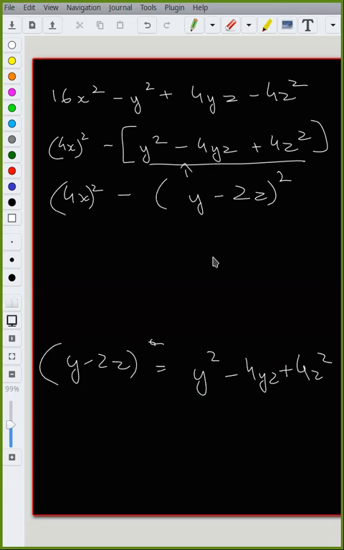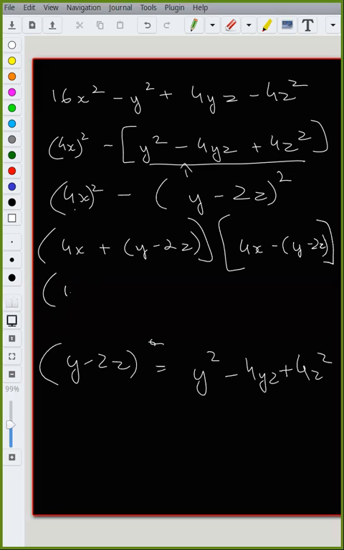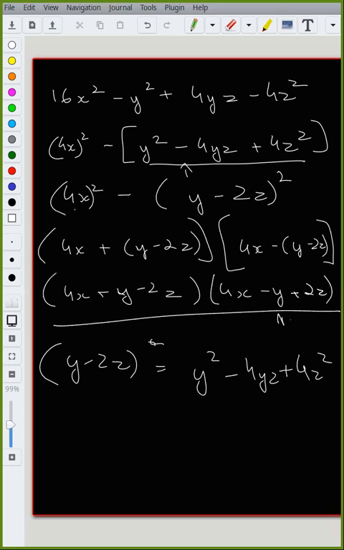That's the same thing as what we had here, right? So now we have a squared minus b squared. So what will this become? This will become a plus b into a minus b. So the answer will be 4x plus y minus 2z, right? And here we'll get 4x minus y plus 2z, right? That's the final answer.